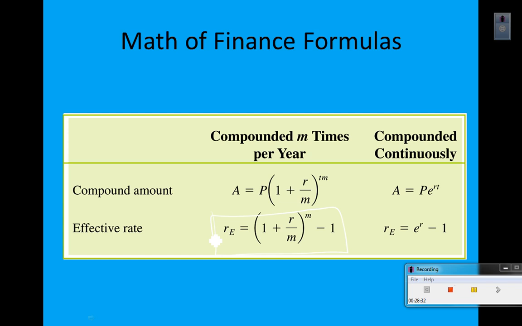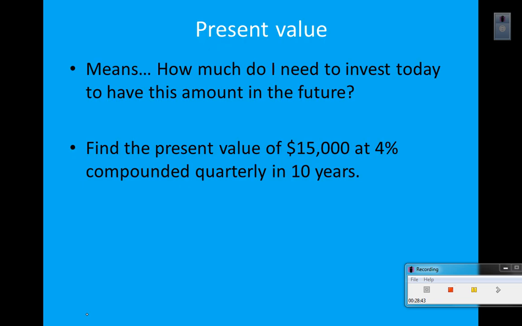Then I've only got just a couple more things with you. Let me talk to you about present value, and then I'll be done. Here's what present value means: how much money do I need to invest today to have this amount in the future? On your example there, it says find the present value of $15,000 at 4% compounded quarterly for 10 years. I'm not sure if I got your notes changed, but if I didn't have 'in 10 years,' add that to your example there if you would.